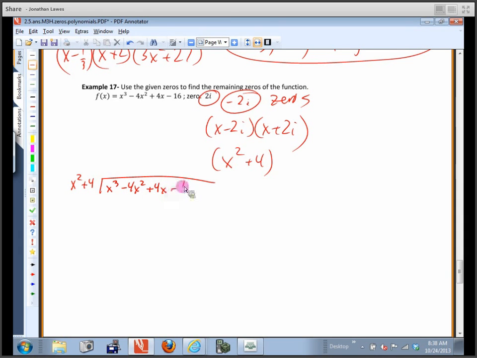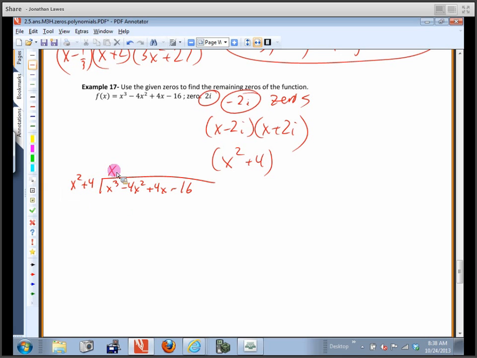And we know that it's going to go in evenly. We know that the remainder is going to be 0. So let's take a good look here. Again, when you're doing long division, you're looking at this one, and you're thinking, what do I multiply x squared by to make it an x cubed? Just an x.